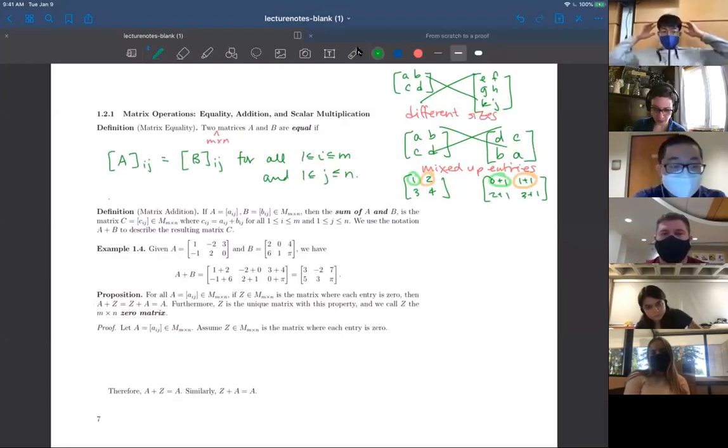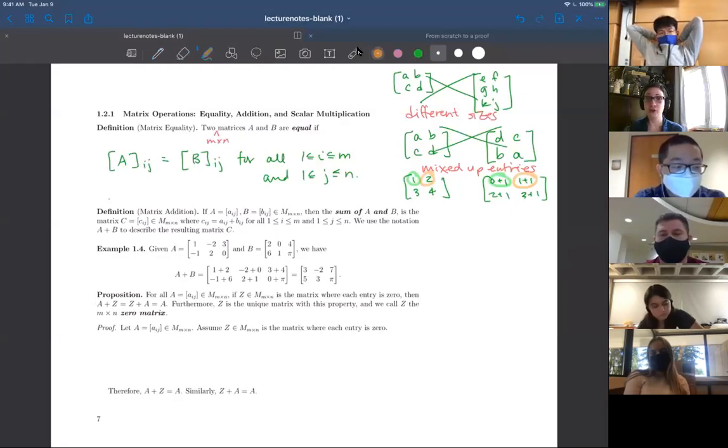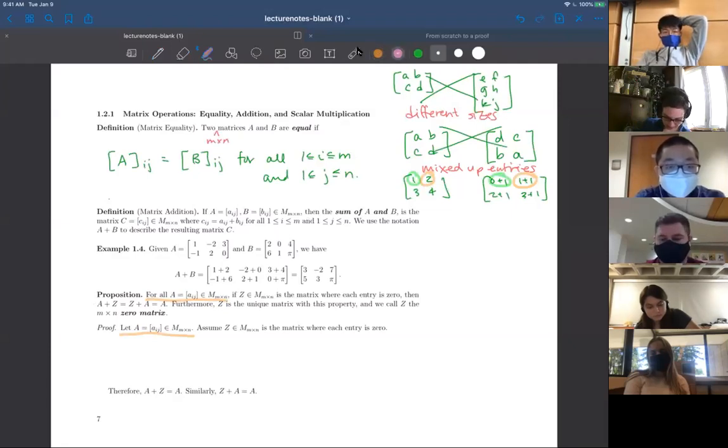So let me point out how this proposition and the proof fit together, similar to what I did earlier when we were talking about the first writing assignment. This proposition says for all m by n matrices A, which already lets me know the first line of my proof is going to be: let A be an m by n matrix. So those match up. And it's saying if I look at this m by n matrix Z, where each entry is 0, something's going to happen.